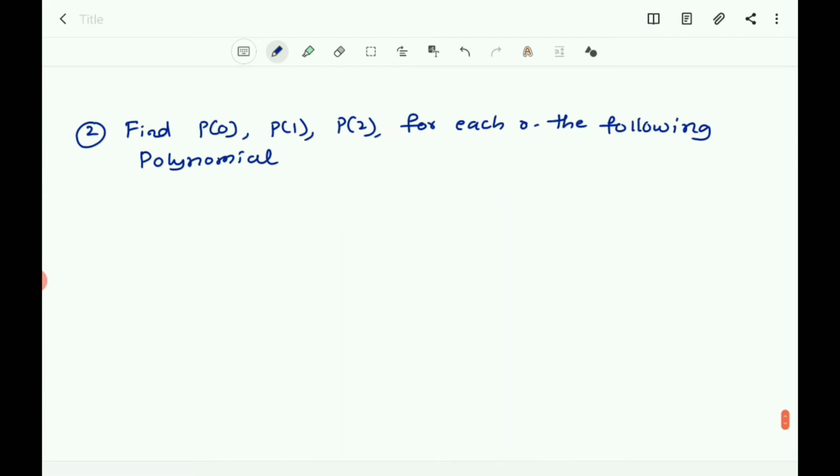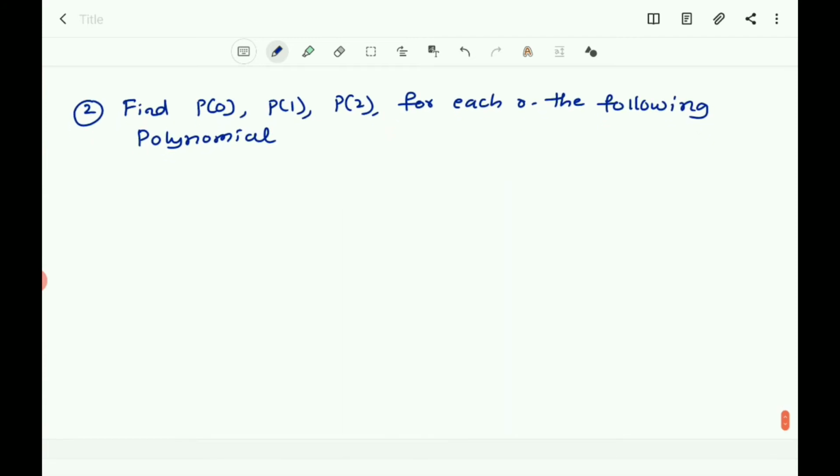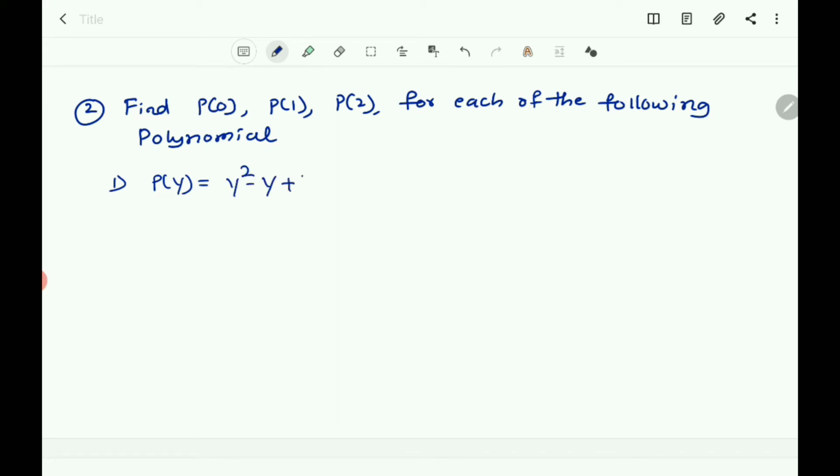Next, second one, find p of 0, p of 1, p of 2 for each of the following polynomials. Here there are 4 polynomials. Now let us take one by one. First polynomial you take here. P of y is equals to y square minus y plus 1.